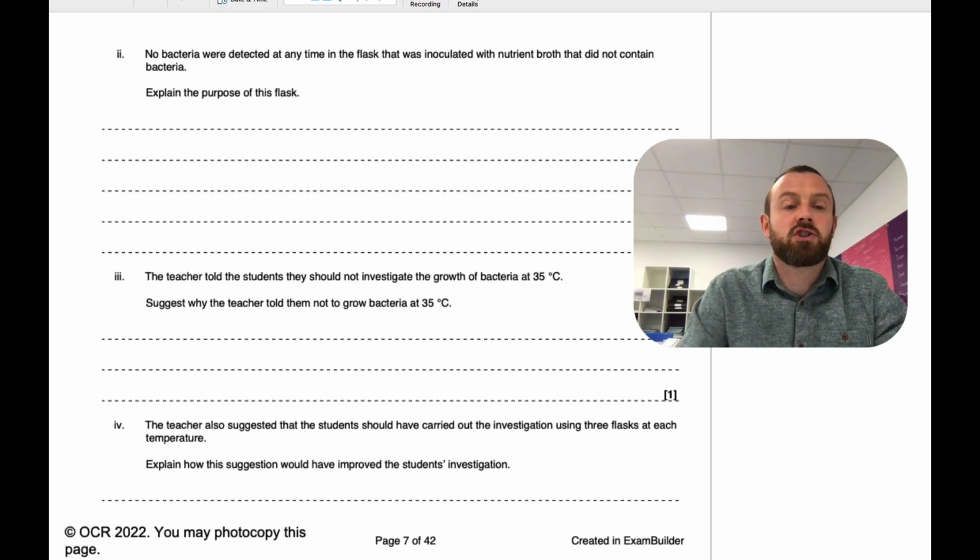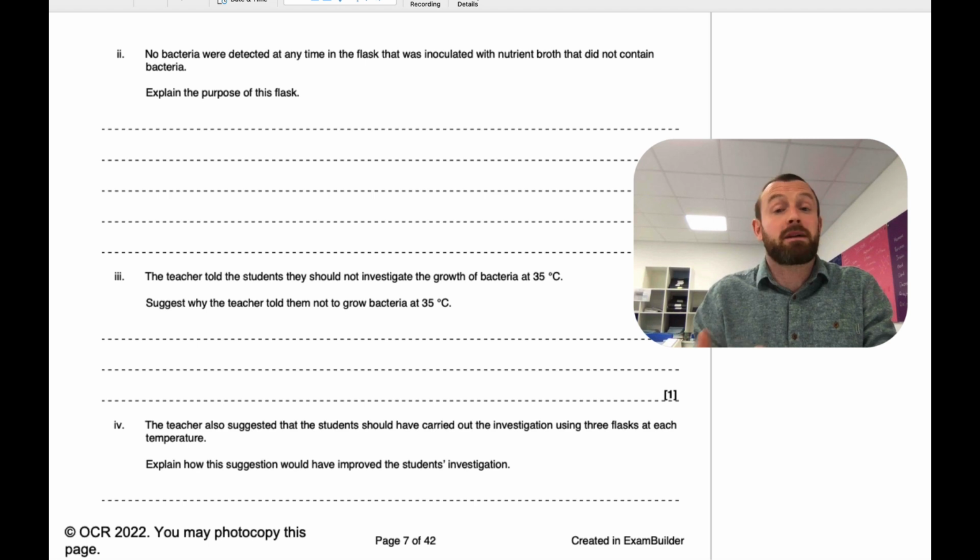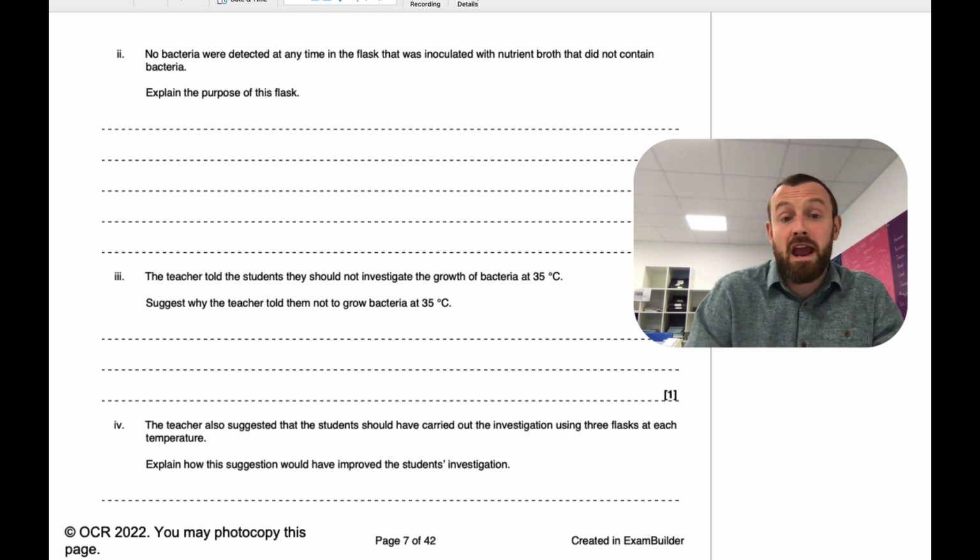Okay, following on from that question, part 2: no bacteria detected at any time in the flask that was inoculated with nutrient broth that did not have bacteria. Explain the purpose of the flask. Well, basically this is a control, and it's to check for contamination. So it's really to check whether the aseptic technique was carried out correctly, because if the student didn't do aseptic technique correctly, you'd probably expect some bacteria would end up in that broth anyway. So that's the reason. I'll show you the mark scheme in just a second.